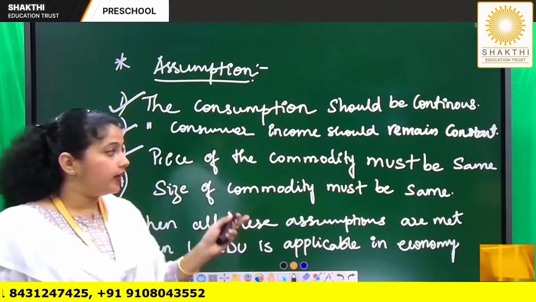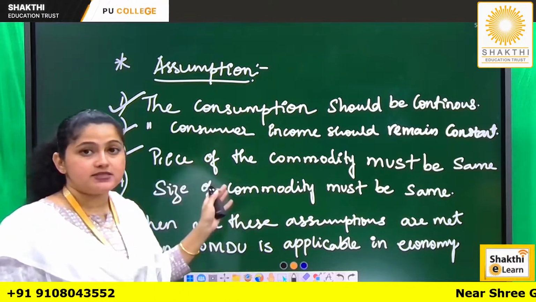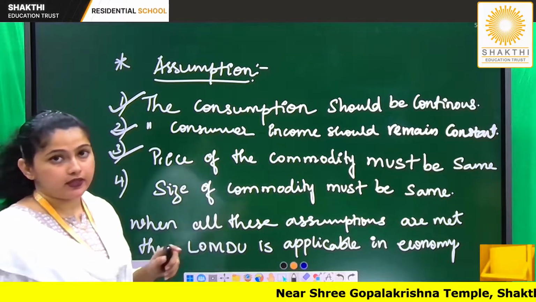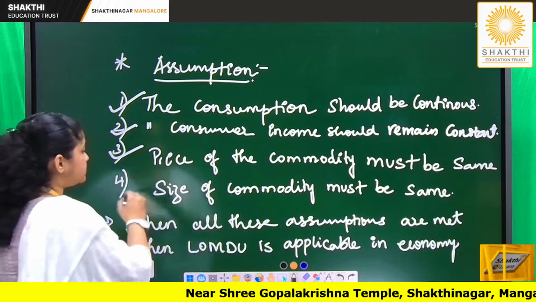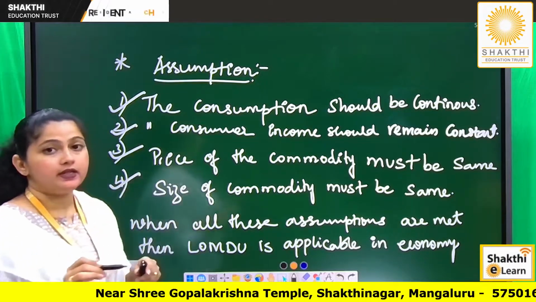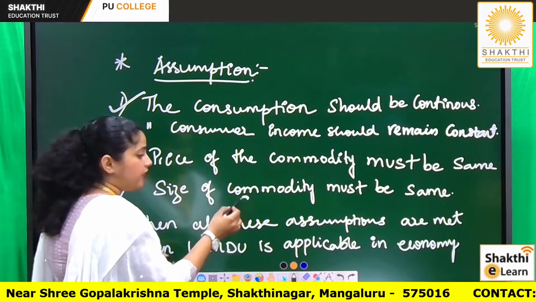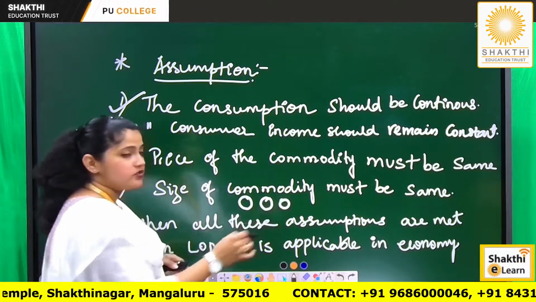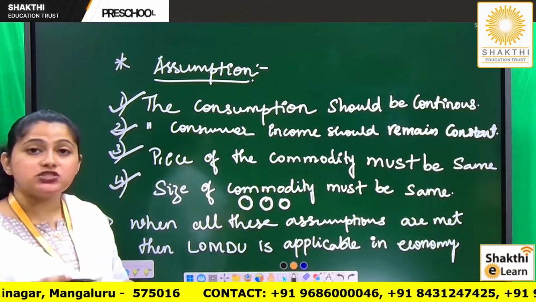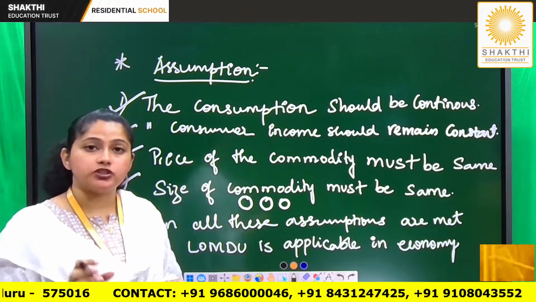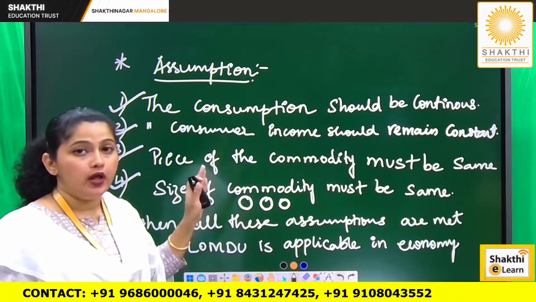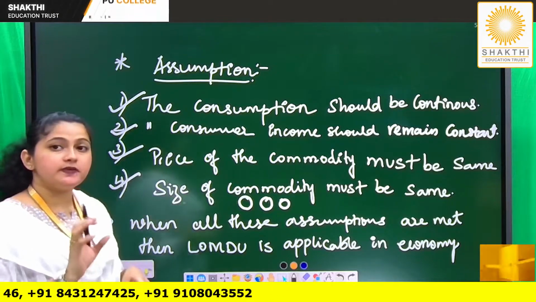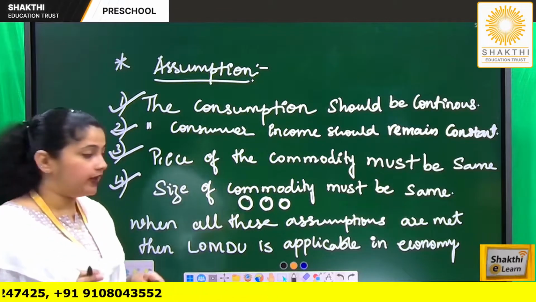So the price of the commodity must remain the same is a little bit difficult in this particular economy. Then the size of the commodity must be the same. If the size of an apple is so much, then another apple must be the same size, and the third must be the same, which is highly impossible. The sizes of each commodity differ, but according to the law of diminishing marginal utility, according to the fourth assumption, the size must remain constant.